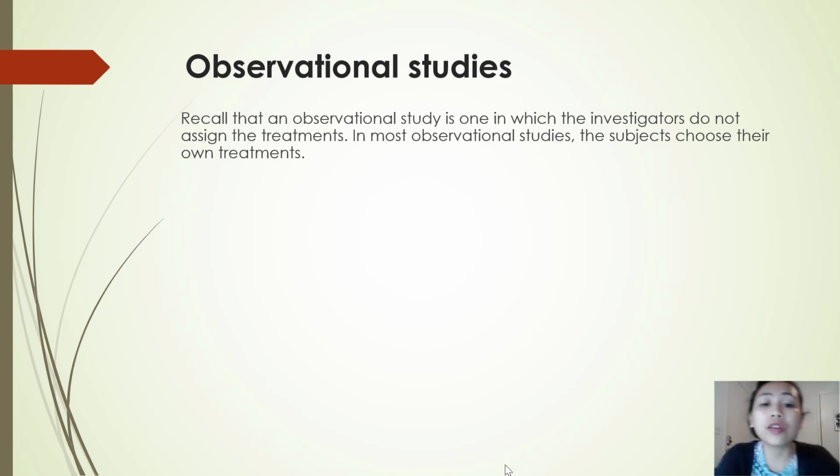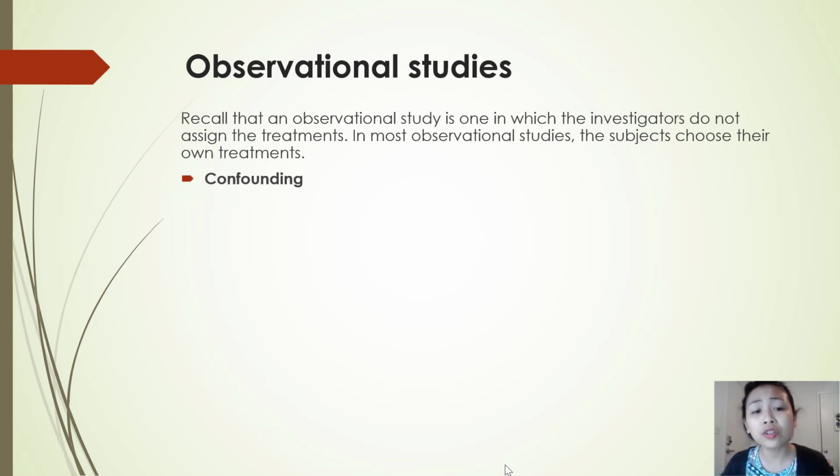Recall that an observational study is one in which the investigator does not assign the treatment. In most observational studies, the subjects choose their own treatment. So remember, the difference between observational studies and randomized experiments is that in randomized experiments, the investigator chooses the treatment; in observational studies, the individuals choose the treatment. For example, with smoking, the investigator cannot choose whether that person smokes or not, but that person will choose for themselves whether they smoke or not. So that is the difference.